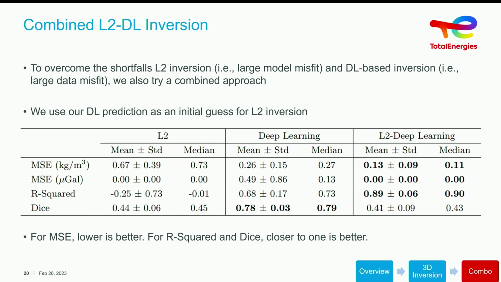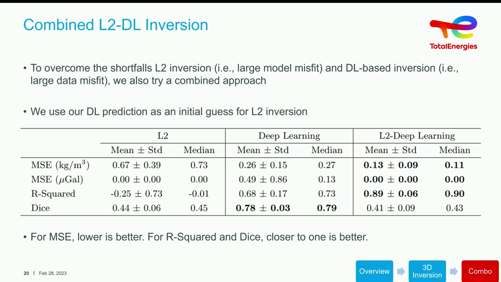All right, so what we have seen so far is that our deep learning-based predictions do better with model misfit, or actually predicting the density values, whereas L2 inversion does a better job of actually fitting the observed data to the predicted data. So we figured, okay, how can we combine these approaches to draw on the strengths of each of them to come up with better inversion results? And what we'll do is take our deep learning predictions and give that as the initial guess for our L2 models. And using this post-processing based approach, we can see that we further reduce the model misfit and actually get our data misfit down to 0 in this particular case.